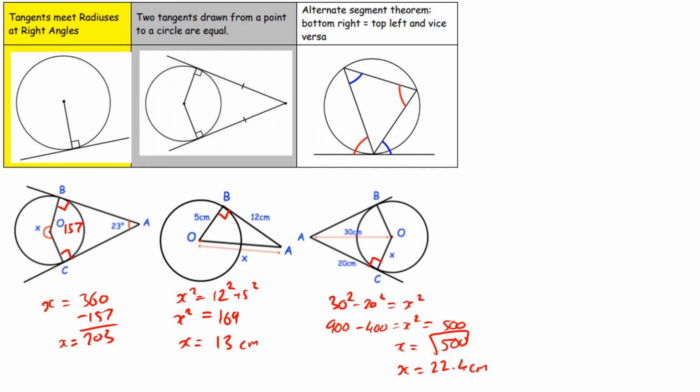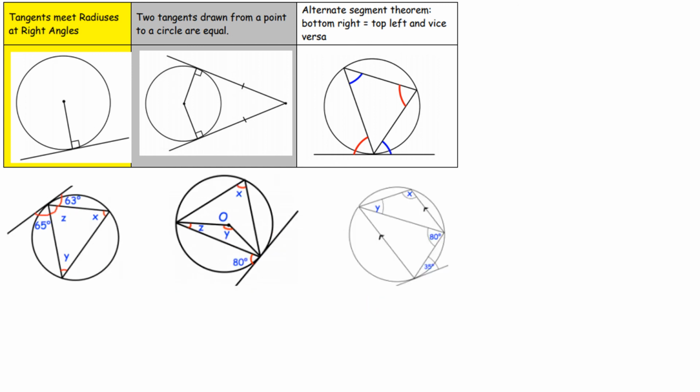Cool. So alternate segment to go. So alternate segment is traditionally thought of as the toughest of the theorems. I think it's because it's difficult to spot. What you're essentially looking for is what we'll say a cyclic triangle. So a triangle that touches the corners of the circle that's based on a tangent.